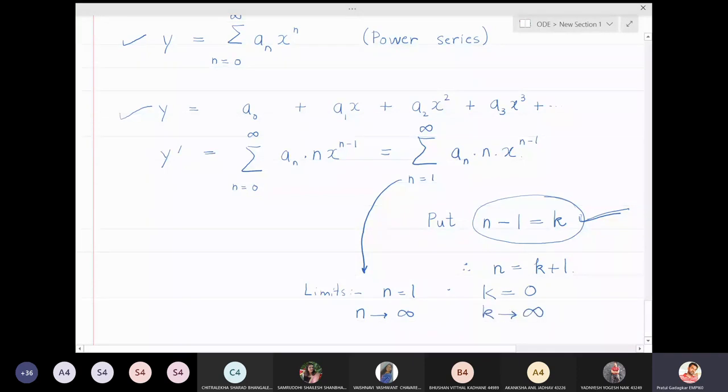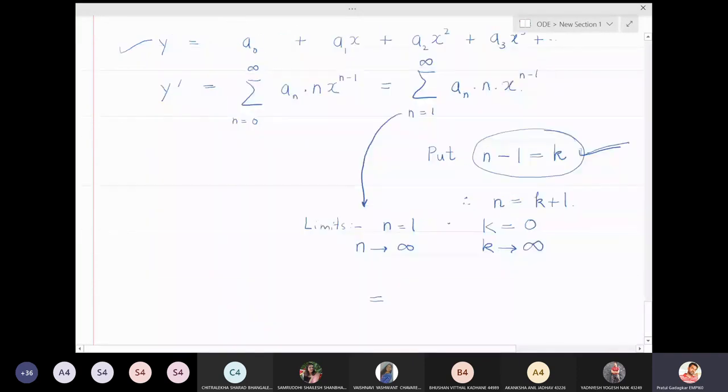Therefore, the above summation in the new variable k will start looking like this: n equal to 1 gets replaced by k equal to 0, and n equal to infinity is k tending to infinity. So these two are solved. What about the inside term? Now remember, inside there should be k's because we are changing the variable. So n should be replaced by k plus 1.